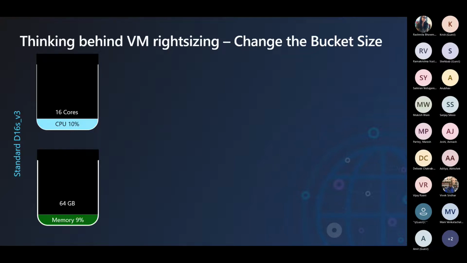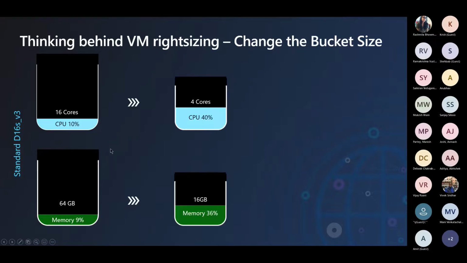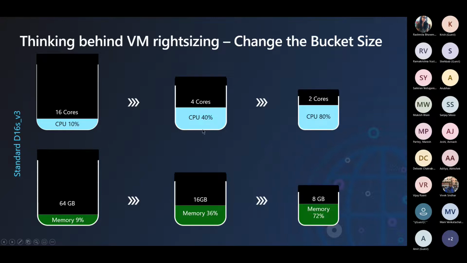So I have 16 cores. Then I have the 10% CPU utilization. This is the standard D16 bucket that I have. Now, assuming this workload stays fairly constant, I'm trying to quadruple the utilization here by using a bucket which is only 1/4 of the size. So instead of 16 cores, I'm using 4 cores, and instead of 64 GB, I'm using 16 GB. Now my underutilization has come down drastically. Now I'm able to take up to 40% of my CPU here and up to 36% of memory here.